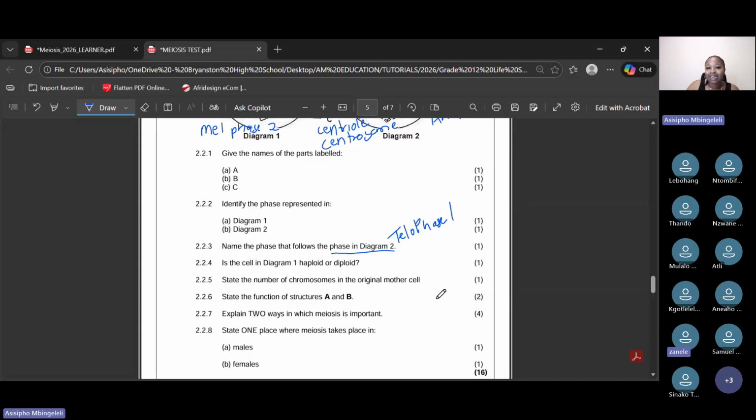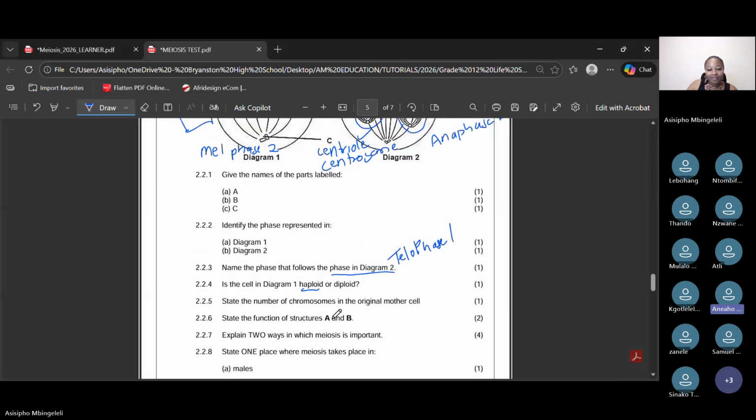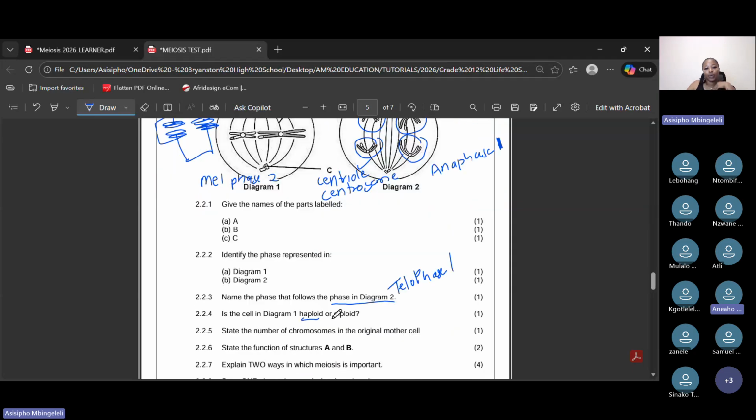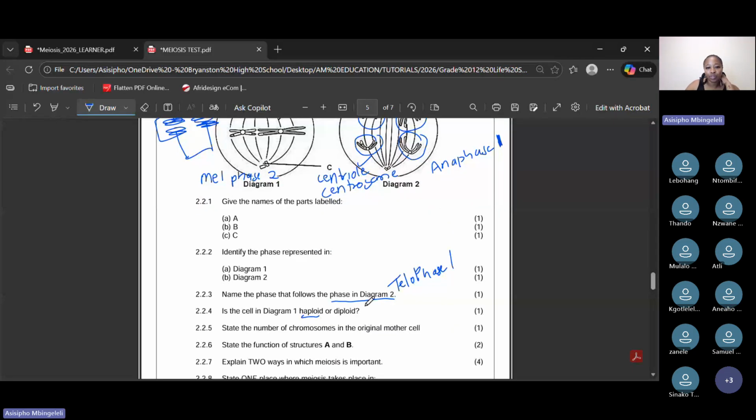Is the cell in diagram 1 haploid or diploid? Please raise hands, guys, so that I can select. I think there's order when we do it like that. The answer is haploid. Definitely haploid. It's half the number of chromosomes.